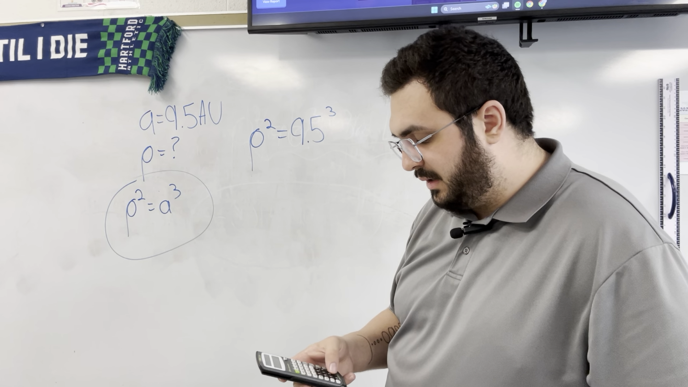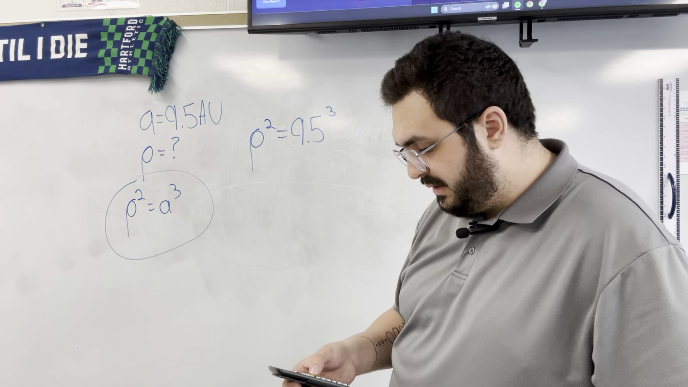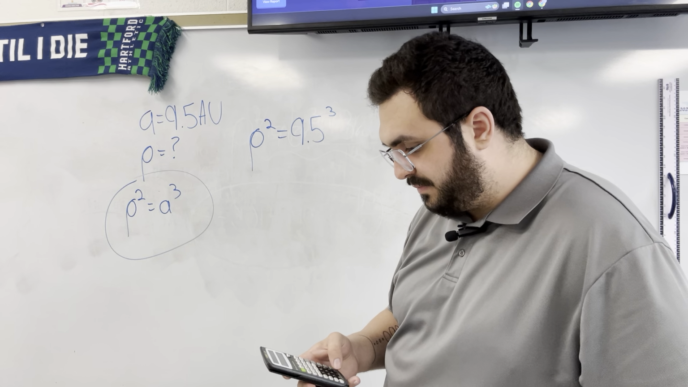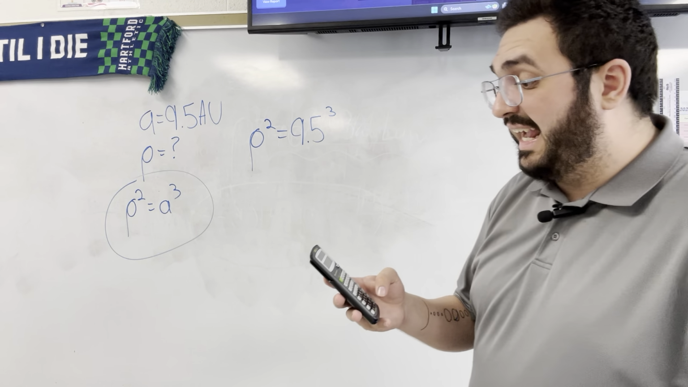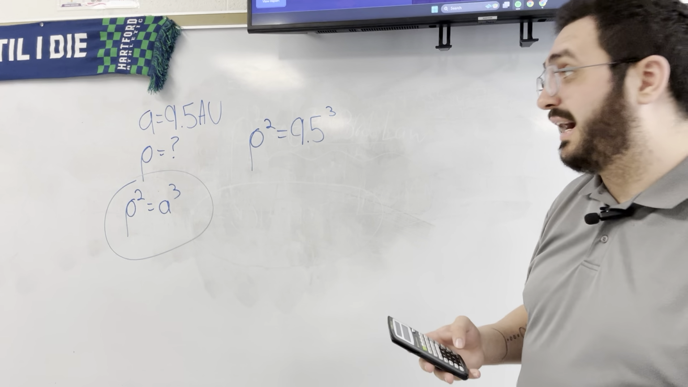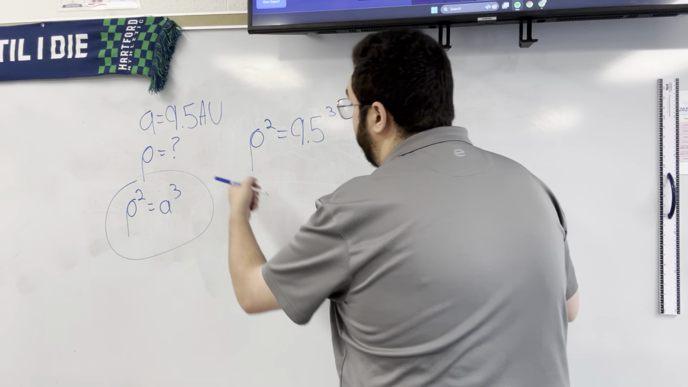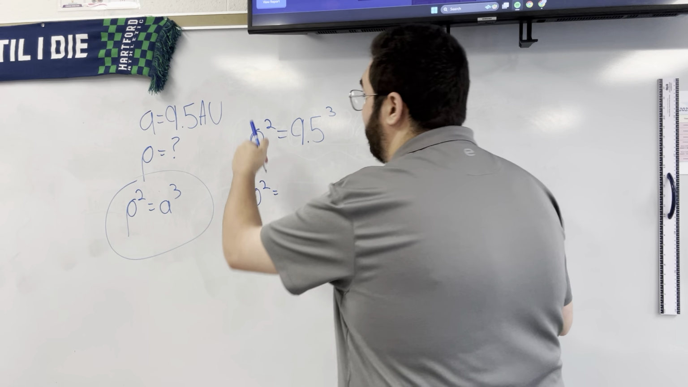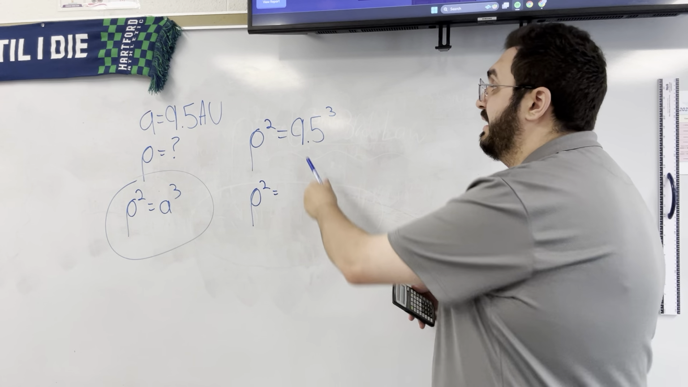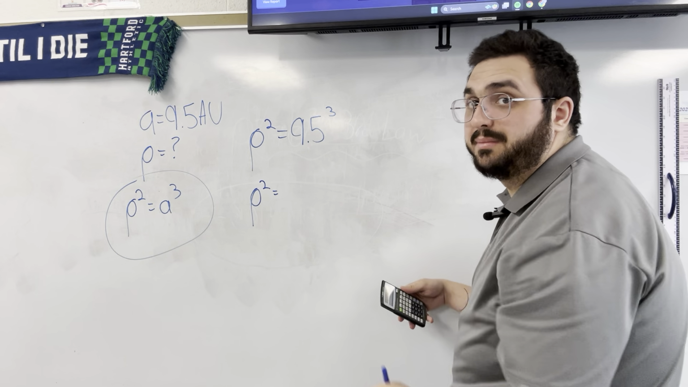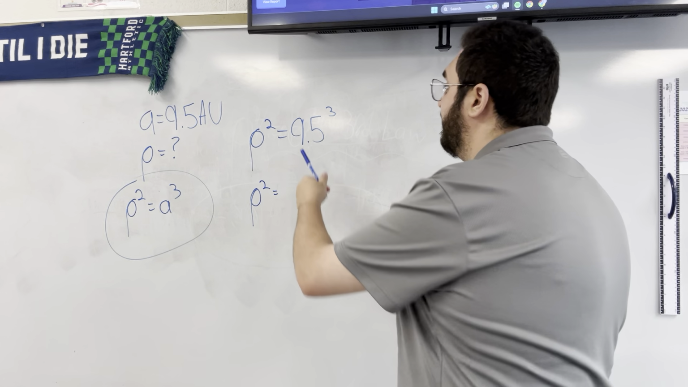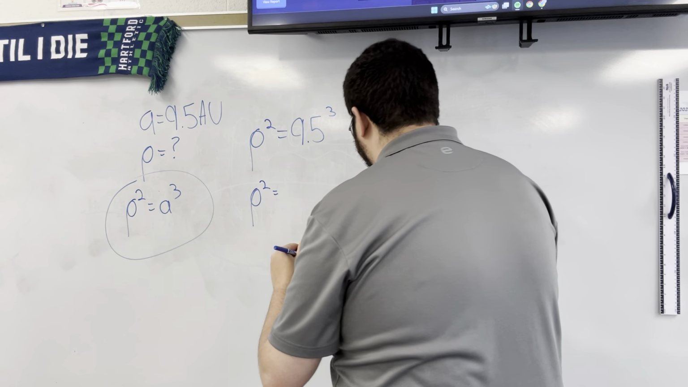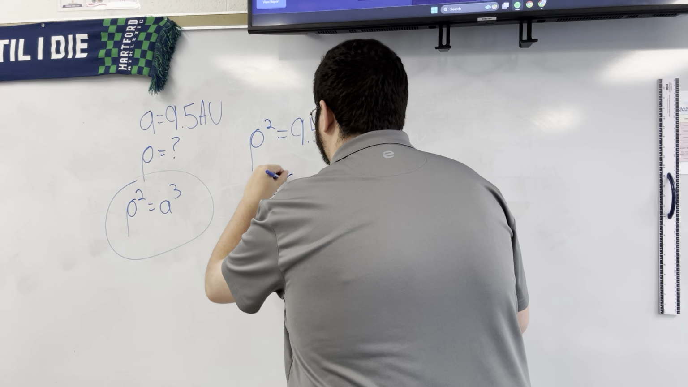So 9.5 cubed. When I do that out, I get 857.375. So I rewrite my equation. P squared, I didn't do anything to, so that stays here. But 9.5 cubed, I did do something to. I simplified it. I did 9.5 cubed, and that came out to 857.375.